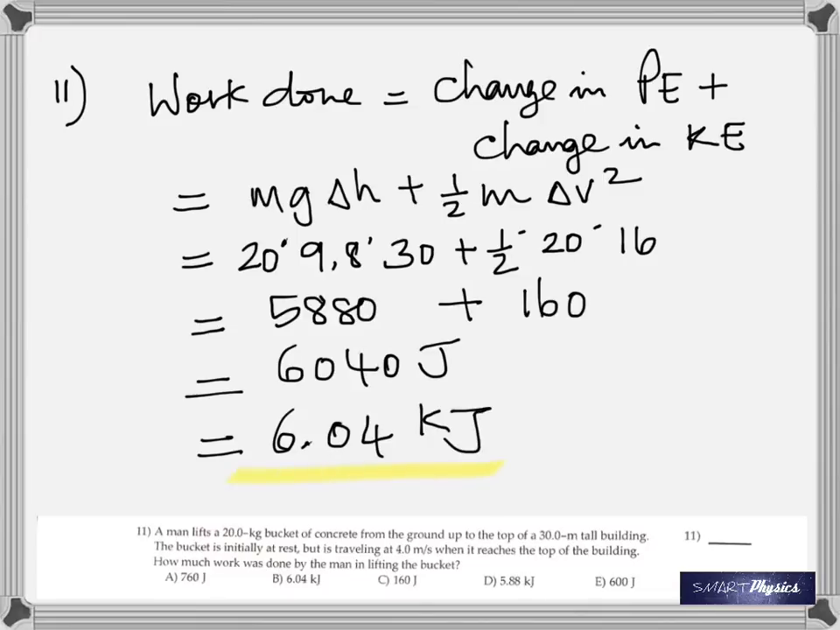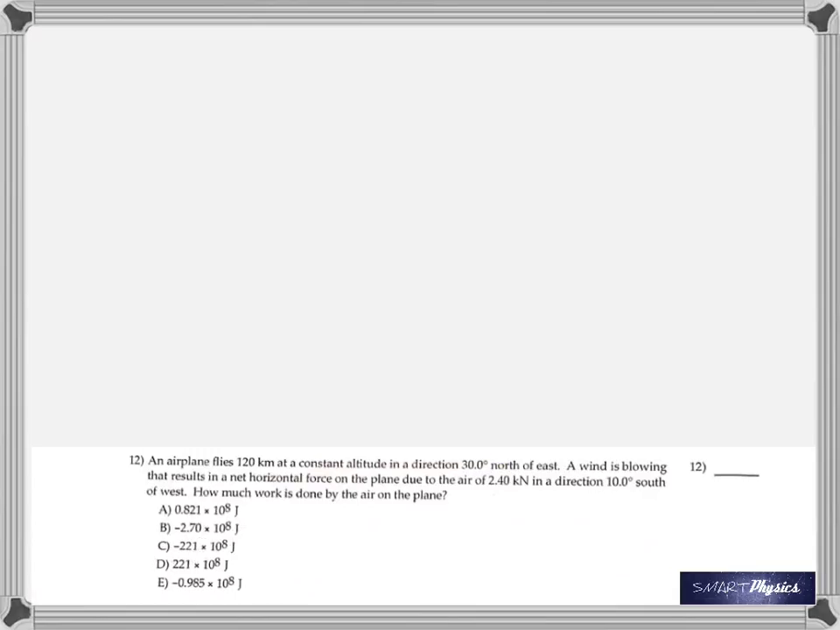.04 kilojoules. The question here is how much work is done. What's the general formula for work? What is the formula for work? If you say force times distance, it's wrong. If you say F dot D, it's correct.